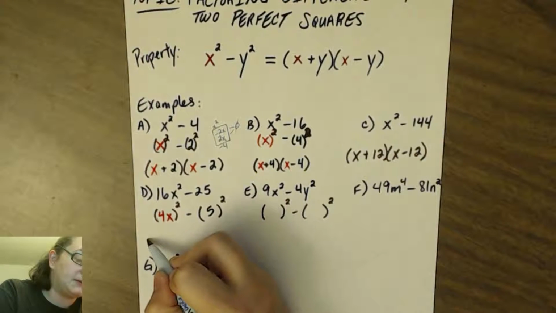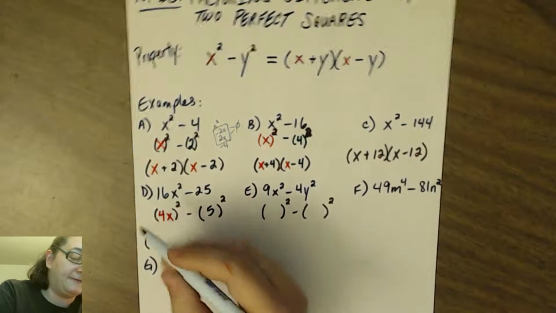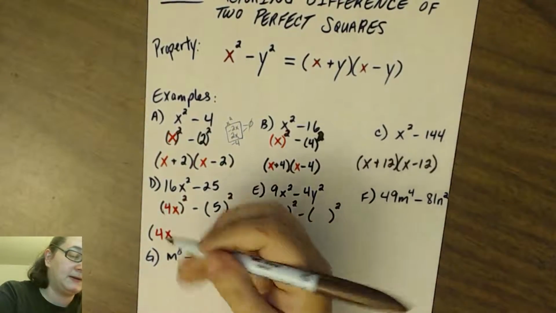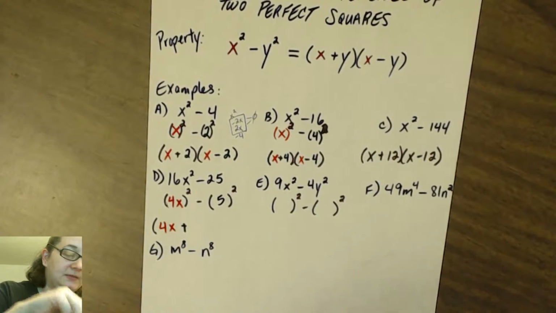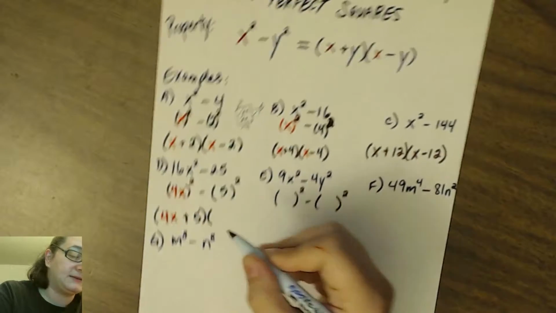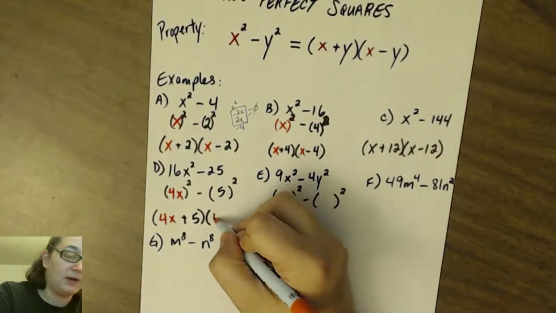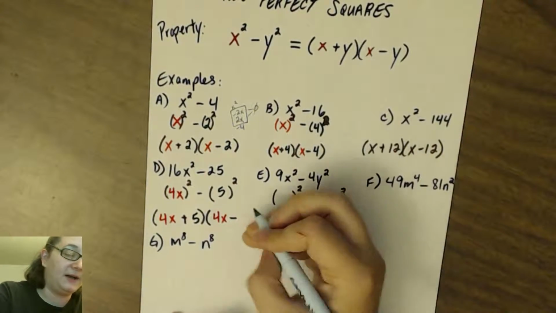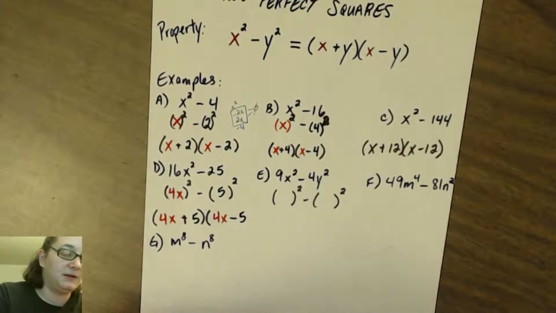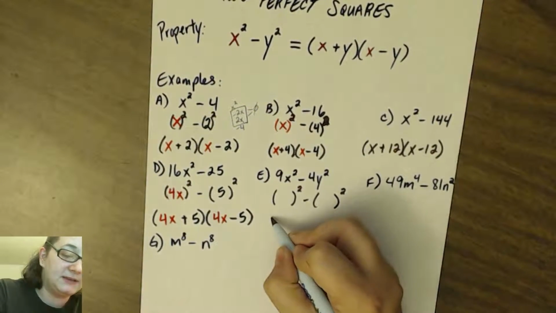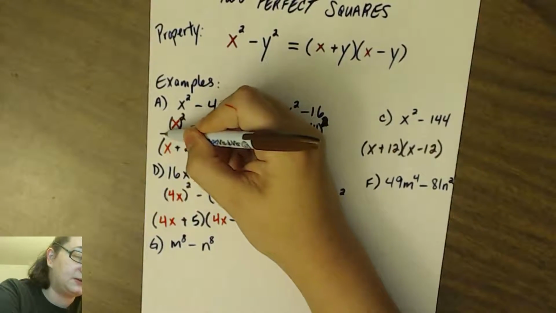So that means when I go to write my answer, I have 4x, because that's the base of the first one, plus 5, because that's the base of the second one, and then I'm going to multiply that by the base of the first one, so 4x, that didn't change, and then a minus, and then 5, because that's the base of the second one. And this one is going to have the exact same form. So let me go ahead and circle some of my answers.